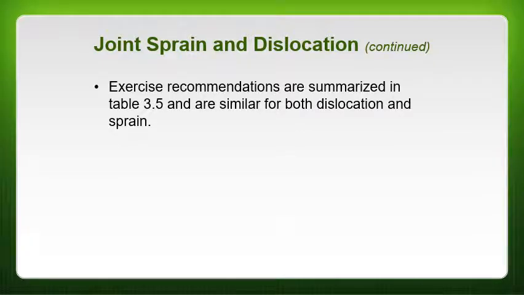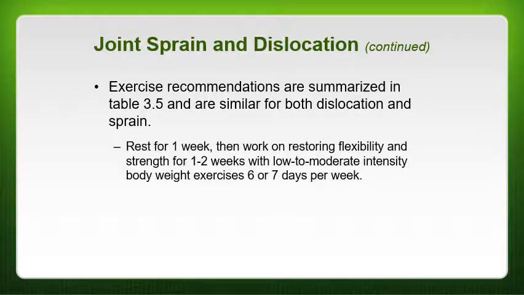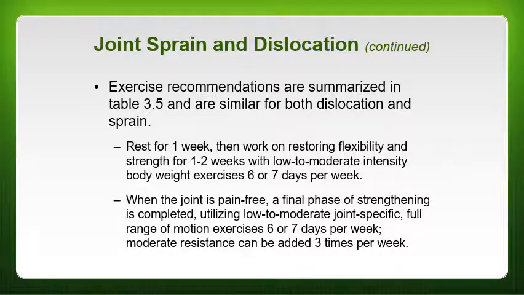So again, exercise recommendations are similar for both dislocations and sprains. Just some general guidelines: rest for 1 week, then work on restoring flexibility and strength. Then low to moderate intensity body weight exercises 6 to 7 days a week. For flexibility, you could be looking at holding stretches for about 30 seconds. When the joint is pain-free or in that final phase of strengthening, use low to moderate joint-specific full range of motion exercise, and then eventually moderate resistance can be added 3 times a week.